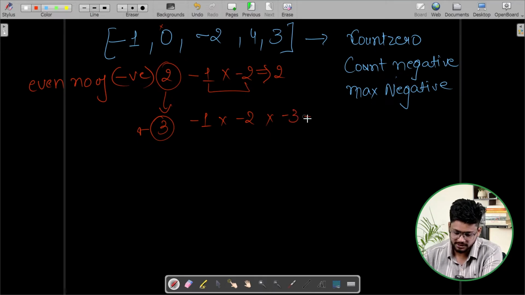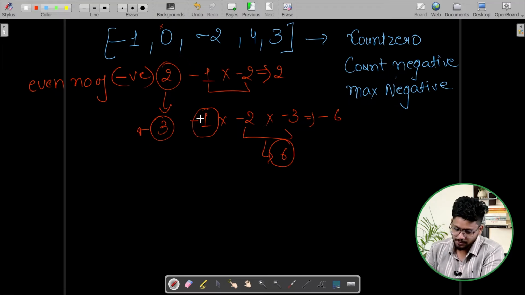it. So in this case what is going to be the answer? -1 into -2, that is 2. 2 into -3, that is -6. But if you see, if there are an odd number of negative numbers, then what we have to do, we have to neglect this one. So then we can get the answer 6. Okay, for this part we have to get the maximum negative number. What is going to be the maximum negative number? In these three numbers, the maximum negative number is -1. So we have to neglect this number in the case of an odd number of negative numbers. Okay, so this is kind of the case.